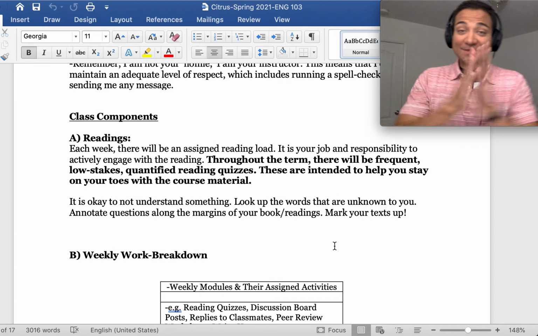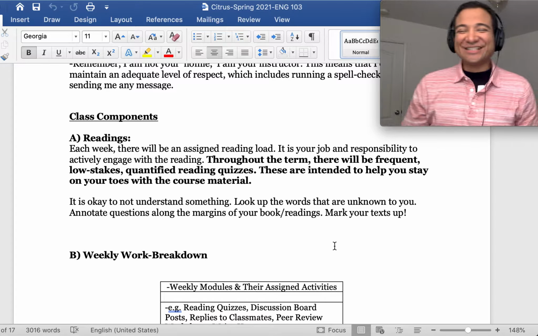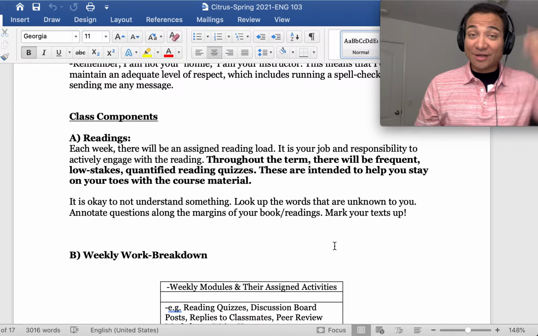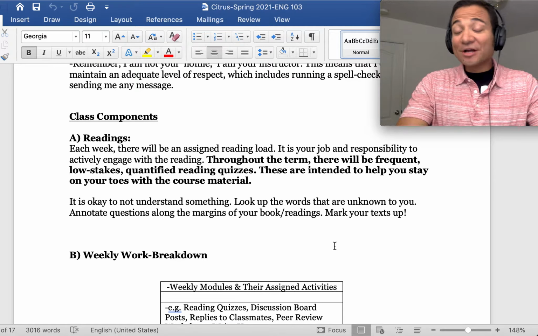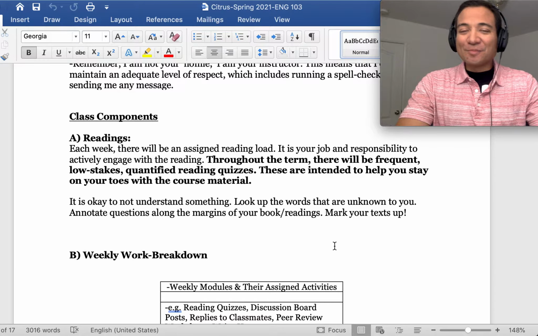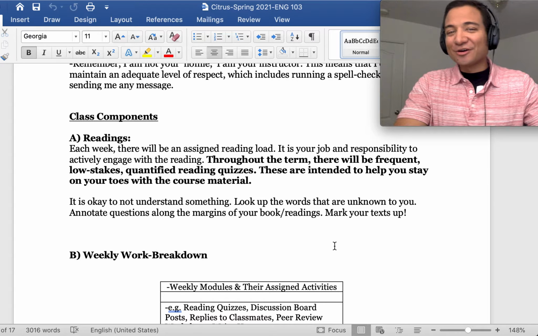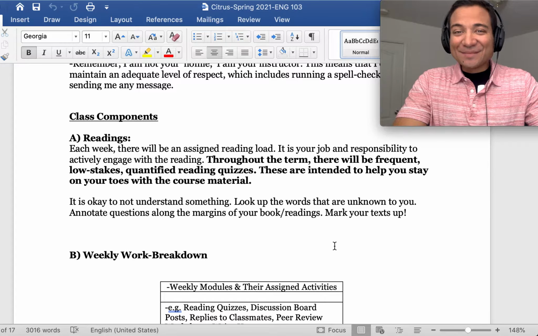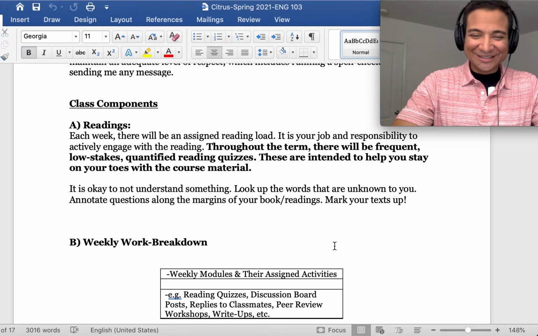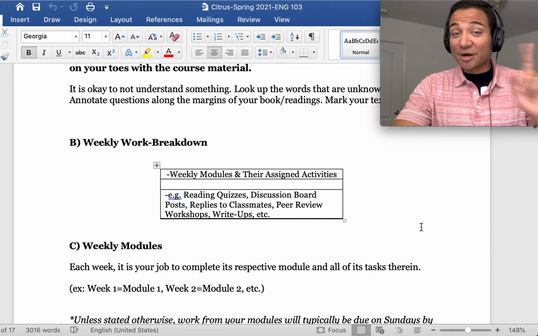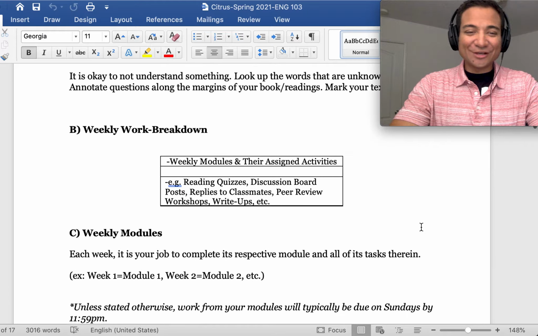Readings, okay. This is an English writing composition class, so it should go without saying that you'll have reading homework. So do the reading when you have it. And to keep you on your toes, I will pepper in reading quizzes throughout our course that will be based on comprehension. So do the reading, you'll be fine. And like I said, mark your text up. It's important to be an active reader.